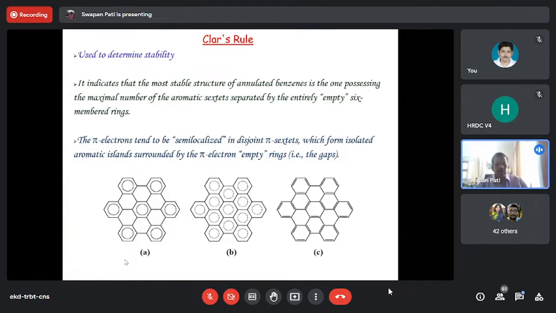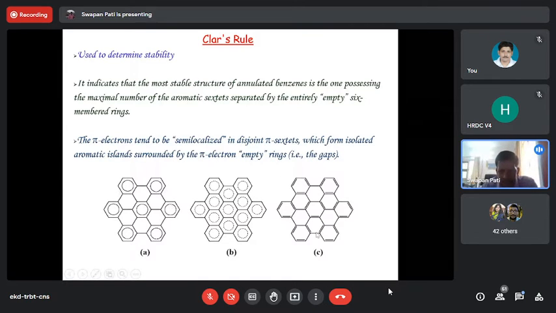Let me tell you that there is a nice rule which everybody knows. It is used to determine stability: Clar's rule. It indicates that the most stable structure of a benzenoid is the one possessing the maximal number of aromatic sextets separated by entirely empty six-membered rings. The pi electrons tend to be semi-localized in disjoint pi sextets, which form isolated aromatic islands surrounded by pi-electron-empty rings, the gaps.